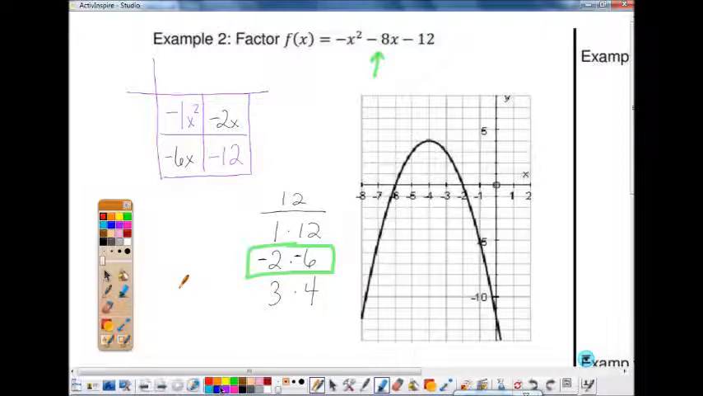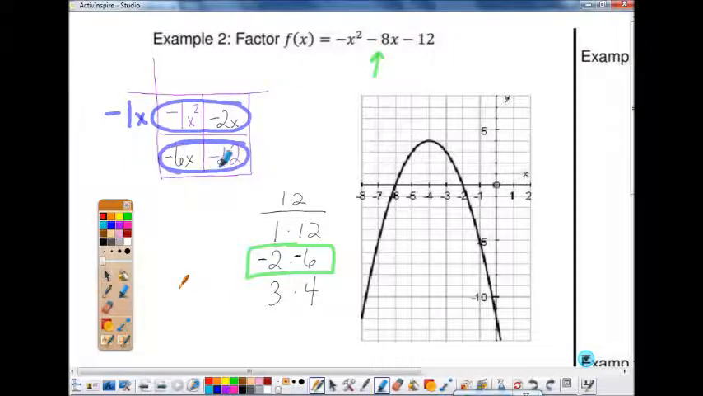So now I'm going to find my factors. Take a look at the top row. What do they both have in common? Well, they both have a negative 1 and they both have x's. So I'm going to factor out a negative 1x. Let's look at the second row. What do they both have in common? They both also have negatives, and 6 can go into both of those.